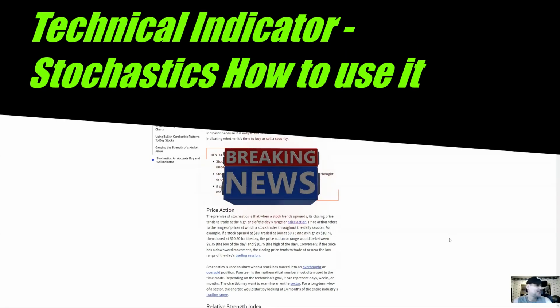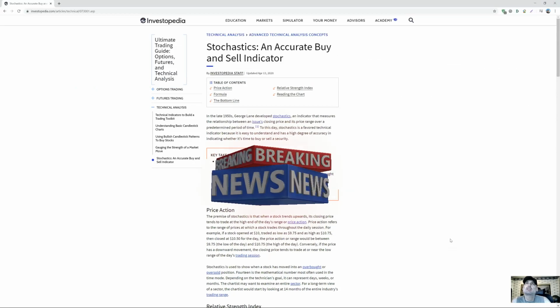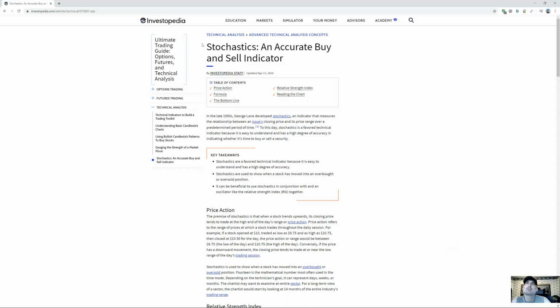All right, we're back. It's Saturday, May 20th. This is going to be a little education on different indicators to use. This is stochastics, from Investopedia. It's a technical indicator.